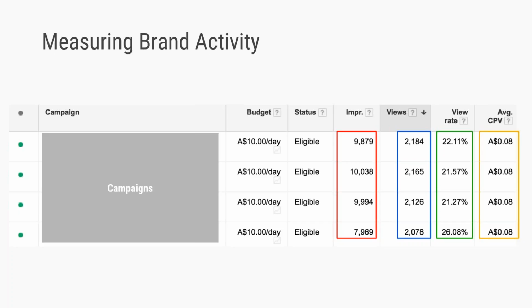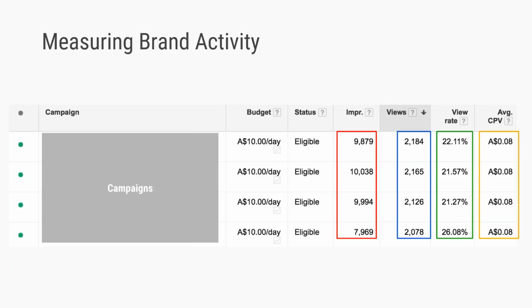So views, the data that you see in the blue box, is the number of times your video ad was viewed for 30 seconds. And if your video ad was less than 30 seconds, then the user should have watched the entire video. View rate is again a measure of how compelling your video is. Higher view rate means your video was more engaging, more compelling, so users chose to watch the video and not skip it. And the last one is CPV, which is cost per view, the amount that you're paying for a user to watch the video.